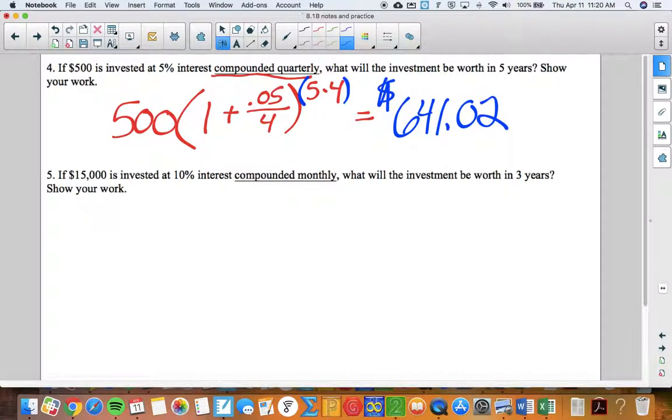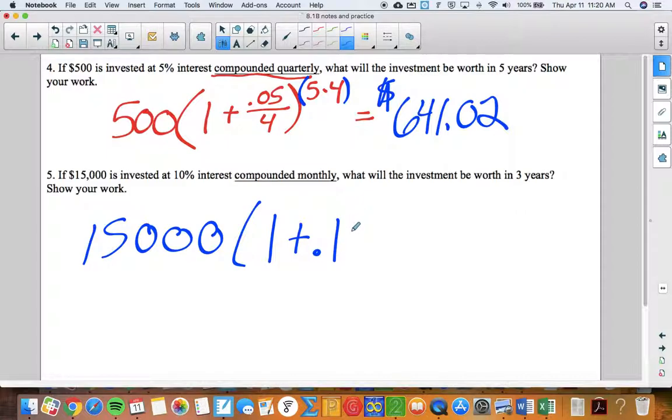Lastly, you have $15,000. It's invested at 10%, so 1 plus 0.1. Oops. But it's compounded monthly. So that means it's going to compound 12 times. So it's 0.1 divided by 12, because we need to divide the rate by the number of times it compounds.